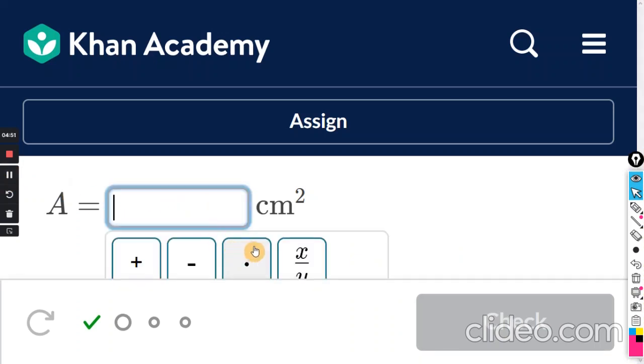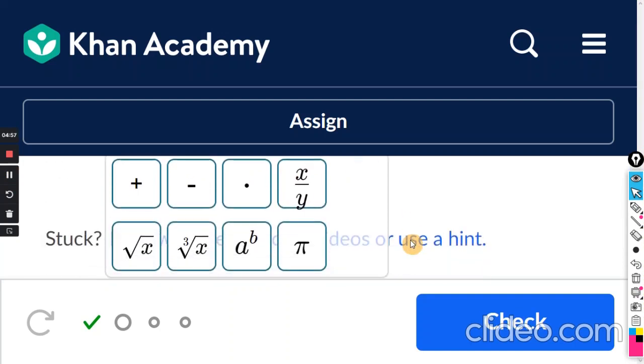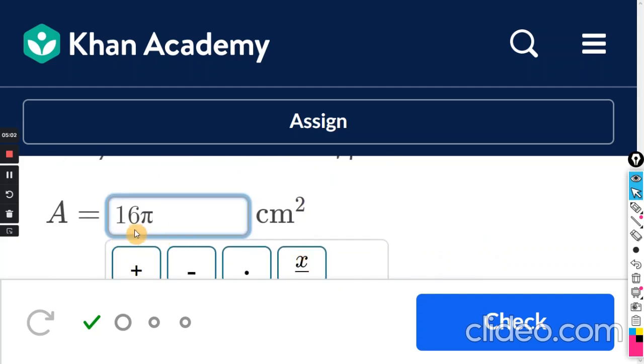So click in the box and type 16 pi, and when you type pi, it will give you the pi symbol. Or you can click the pi symbol from the drop-down menu, but 16 pi is 16 times pi.